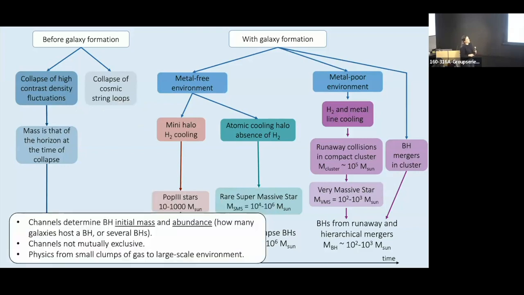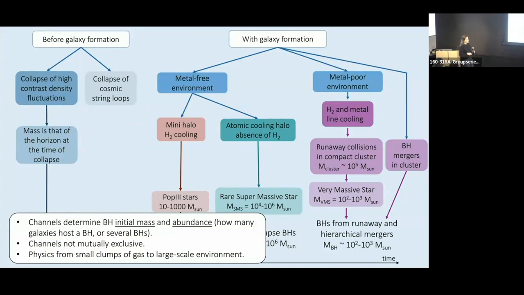So the channels of black hole formation determine the initial mass of the black hole, but also their location and their abundance. How many galaxies have black holes? Do we have several black holes per galaxy? And we have to keep in mind that those channels are absolutely not mutually exclusive. So it could very well be, theoretically, a combination of all those models that explains observations.